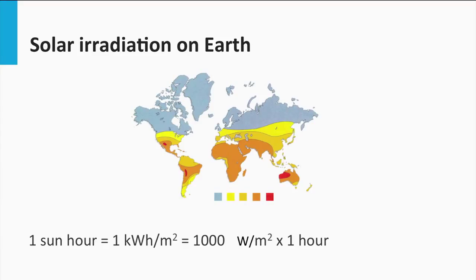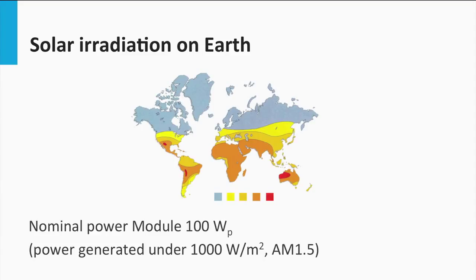It is related to the fact that the performance of solar modules is quantified under standard test conditions. If a module has a power of 100 watt peak, it means that the module delivers 100 watts under AM1.5 solar irradiance of 1000 watts per square meter. The addition peak means the maximum power a solar module can deliver under standard test conditions.